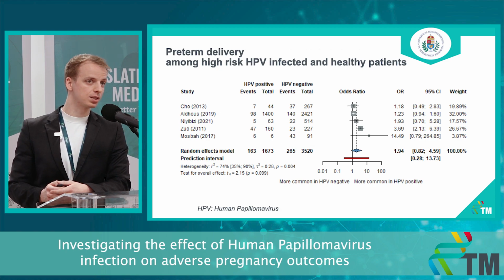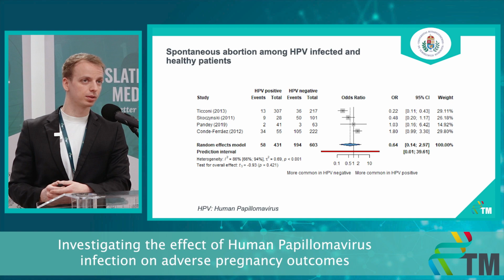Our other analysis was about spontaneous abortion and HPV infection. As you can see, the odds ratio was 0.64, which would translate to HPV being protective against spontaneous abortion, but that of course does not make any sense. So we could not prove any connection between the two entities.